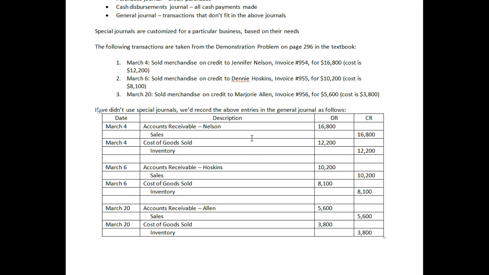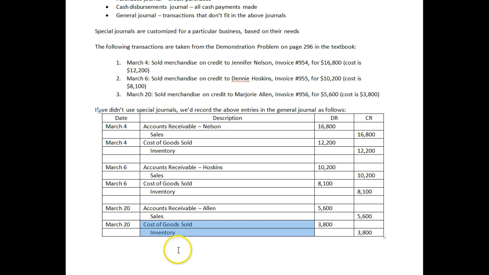We've sold merchandise on credit to Marjorie Allen, invoice 956 for $5,600 with a cost of $3,800. Okay, so formats are just like the ones above. We've got our revenue entry, we're debiting AR and crediting sales, and then our next entry, we're debiting cost of goods sold and crediting inventory for the cost of the goods. Okay, so that's what we're used to doing up until this point, just recording general journals.